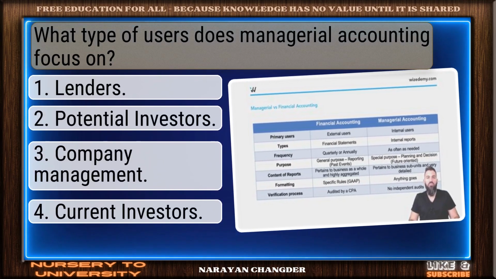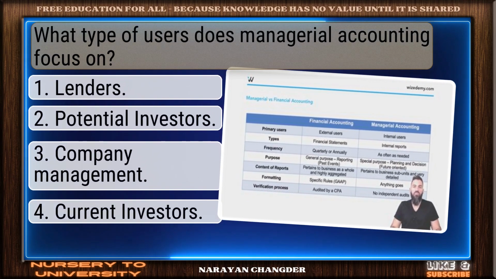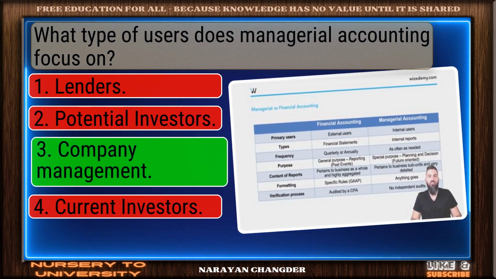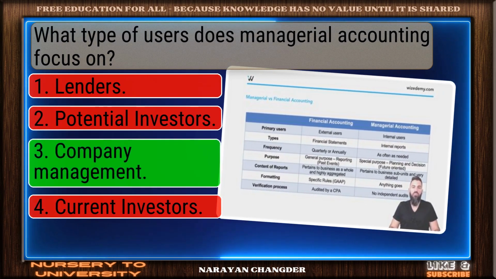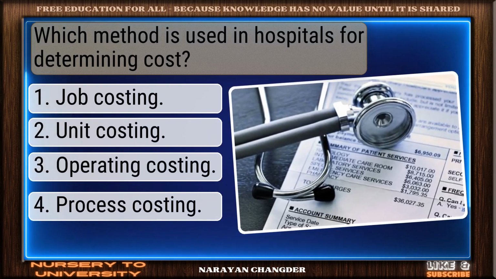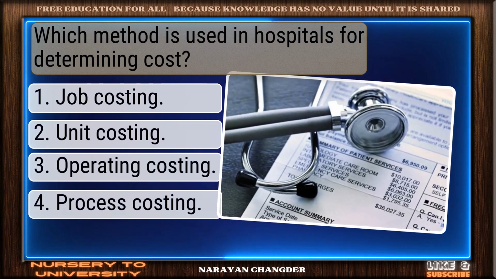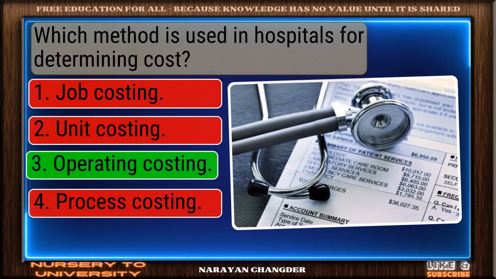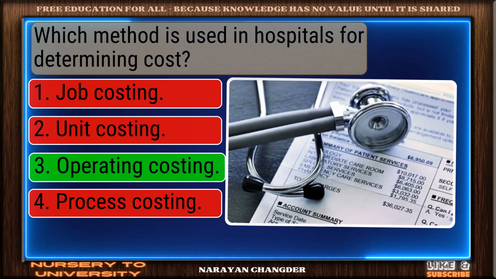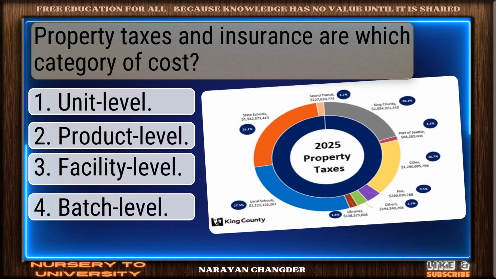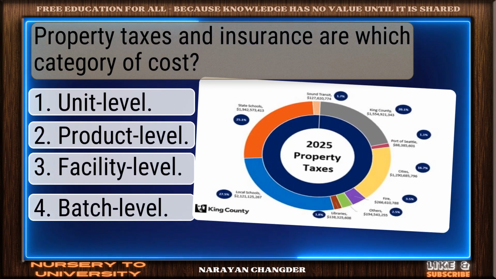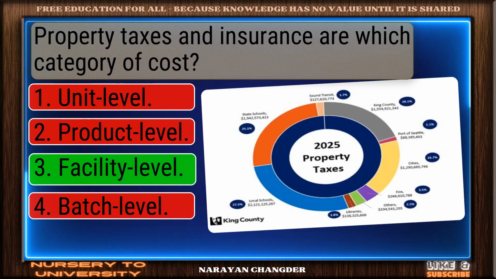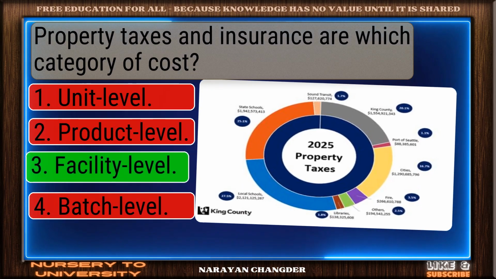What type of users does managerial accounting focus on? You chose company management. Correct. Which method is used in hospitals for determining cost? Well done. Operating costing is right. Property taxes and insurance are which category of cost? Clear logic. Facility level is sound.